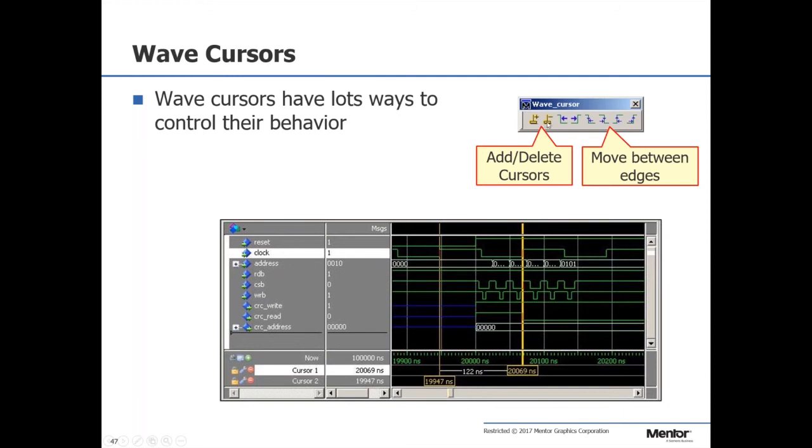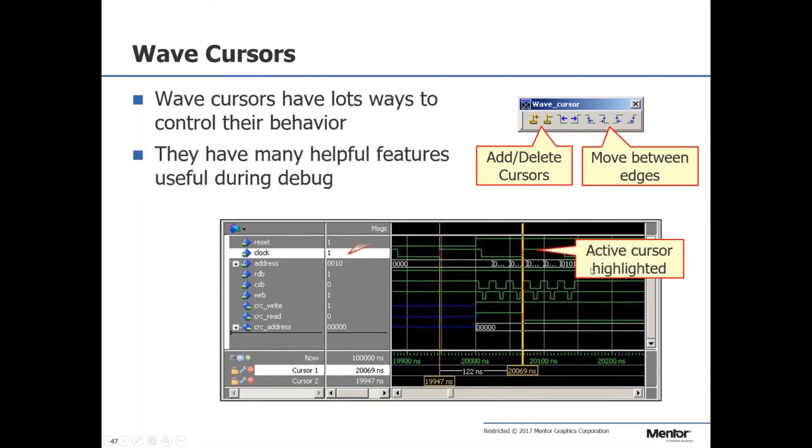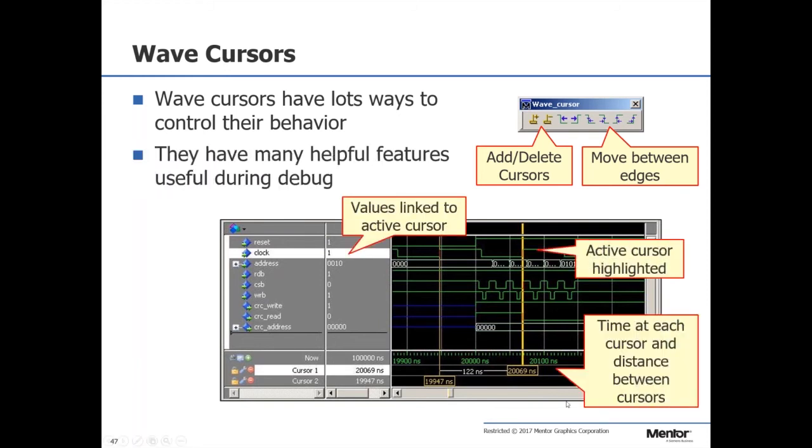So I can add a cursor or subtract a cursor with these. If I select a signal name, I can say go forward to the next edge, go backwards to the next edge. I can say go back to the last falling edge, go forward to the last falling, back to the rising, back to the falling. So I can move around on edges by selecting a clock and then clicking these, and it'll bring the cursor to whatever edge is next. Time between cursors is shown. Active cursor is highlighted.